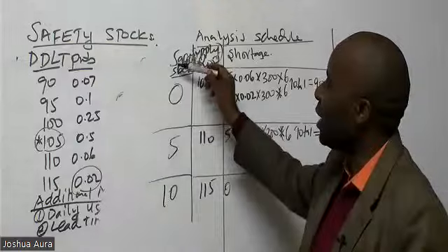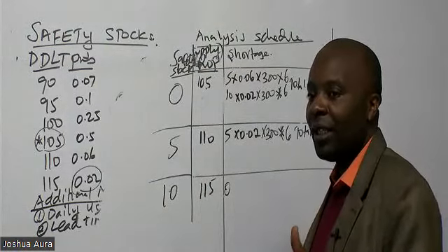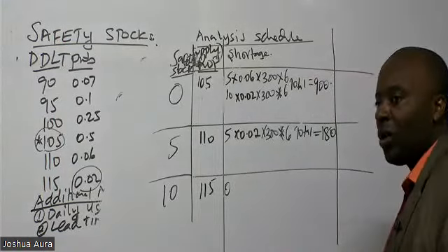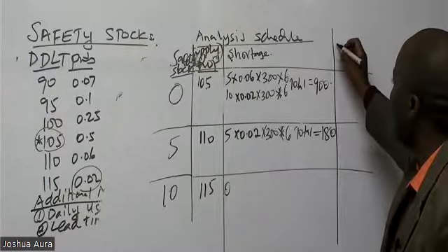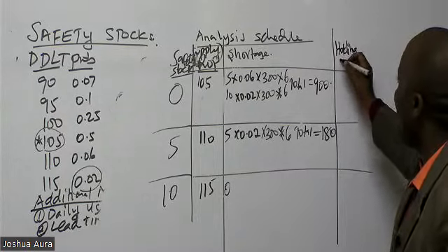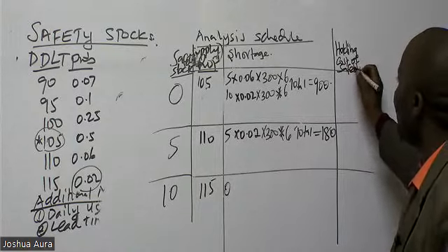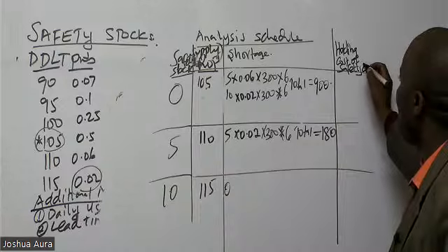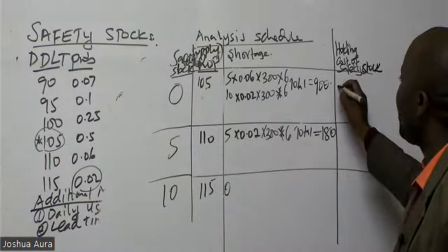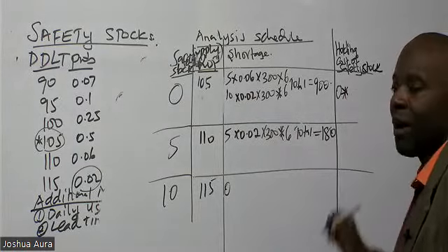Once you have this safety stock, of course, safety stock is not a free thing. I'll have to incur cost: storage cost, carrying cost, holding cost. So come and give us here the holding cost of safety stock. Very easy concept. I'll simply take the safety stock units times the holding cost per unit per annum.